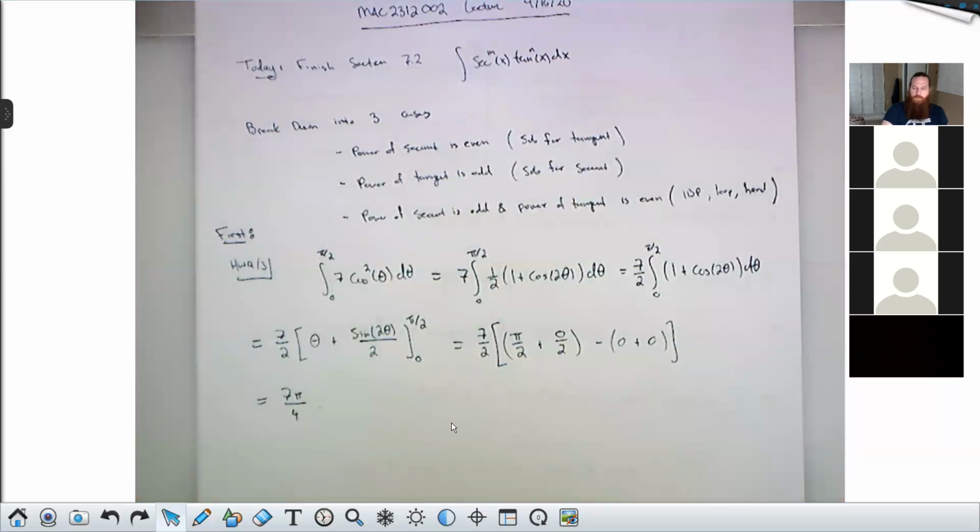So just remember those cases, right? If one of the powers is odd, then you're going to try u-sub. If both of the powers are even, then you need to just beat the thing to death with half angle identities. Here, you just need the half angle identity once and everything is hunky-dory.